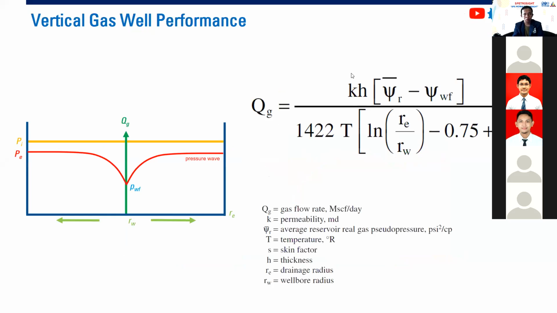So we need to be careful. There are actually three flow regimes in the reservoir: transient, pseudo steady state, and steady state. We need to use the equation rightly. We cannot use the transient equation within the pseudo steady state equation. So this formula is true for pseudo steady state flow.